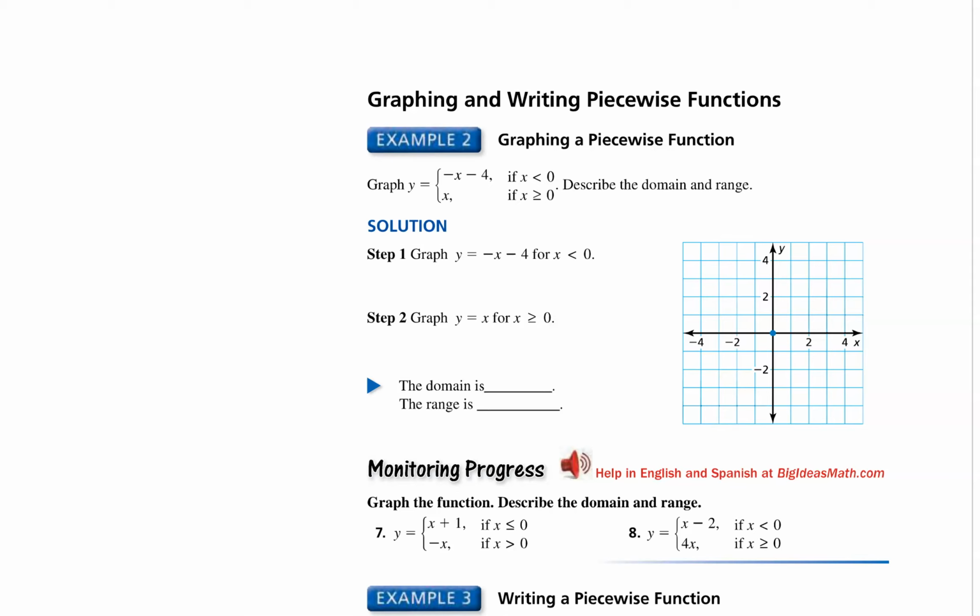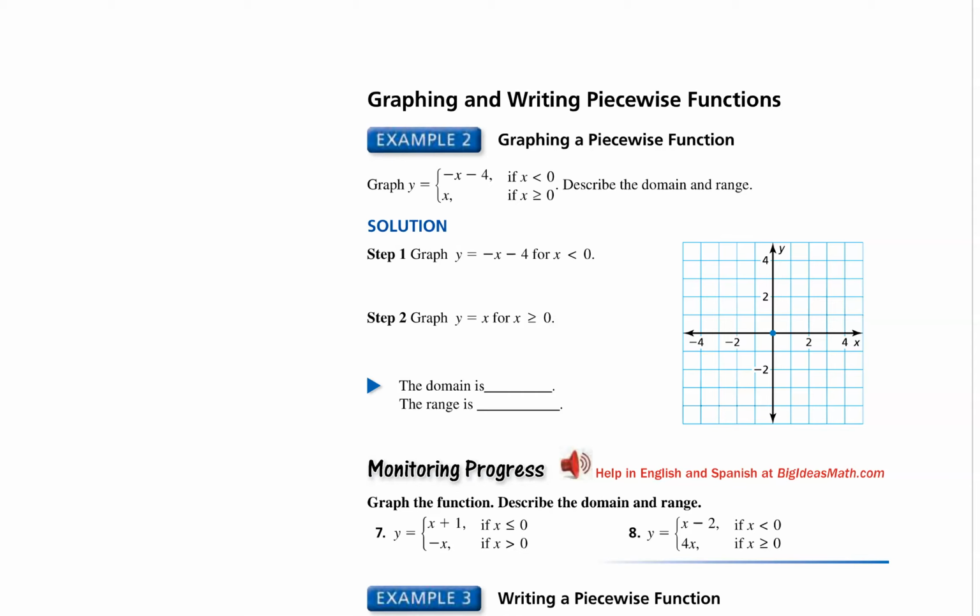Okay, welcome back. In this section we're going to focus on graphing and writing piecewise functions. So first of all, example 2, graphing a piecewise function. Graph y equals negative x minus 4 if x is less than 0, and y equals x if x is greater than or equal to 0. Describe the domain and range.